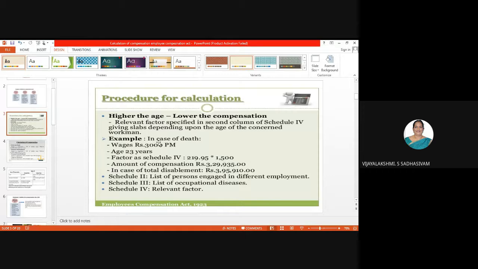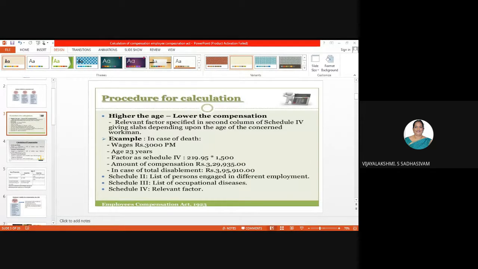So here, there is a death of an employee, and his age is 23 years. So here, the relevant factor, as I told you, which is given in the schedule, is based on his age factor. We have to take that into consideration, and it is given as 219.95, and the compensation we will calculate based on the formula which we have for calculation of the compensation.